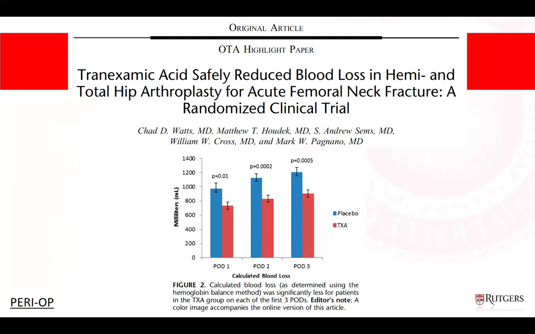This is another article out of the Journal of Orthopaedic Trauma in 2017 at a level 1 academic center. It was a prospective, double-blinded randomized control trial in patients undergoing total hip arthroplasty for femoral neck fractures within 72 hours of presentation. They used the same calculation of blood loss. It showed that on postoperative day 1, 2, and 3, there was more blood loss in the placebo group than the TXA group. For reference, in this paper they used 15 milligrams per kilogram, or max of 1 gram, before incision, and then a second dose at wound closure.